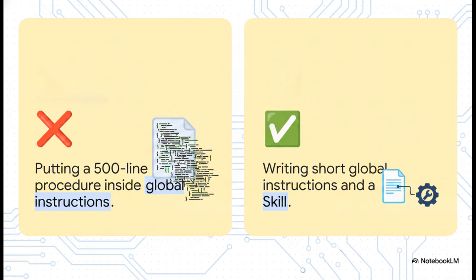So, if we summarize the golden rule of structure, never, ever overload your global instructions. It just completely wastes context. You want to keep the foundation incredibly simple. Write short, global instructions, and rely on detailed skills or path-specific rules that are loaded only when they're actually needed. Keep it simple, keep it targeted.